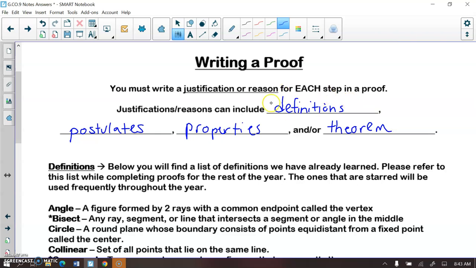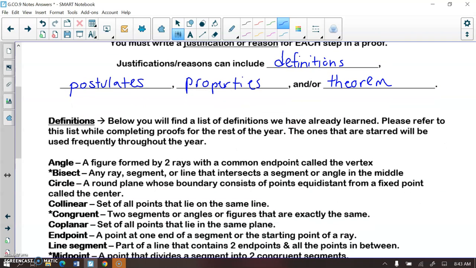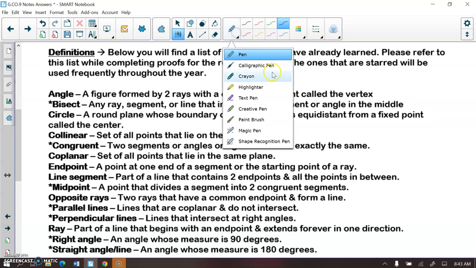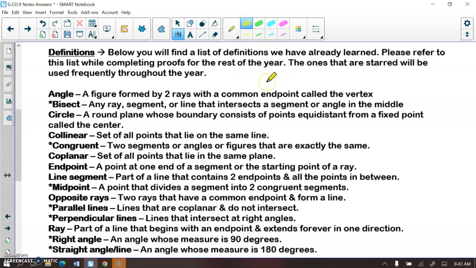Now, we did learn some definitions at the very start of the school year. These are the definitions that we've already learned, and you should already know and have an understanding of. The most important definitions that we will probably use a lot are segment and angle bisector. Remember, if we're talking about a segment bisector, then it's a ray, segment, or line that intersects a segment right in the middle of it. If it's an angle, same thing. It would be a ray, segment, or line that intersects the angle right in the middle of it.